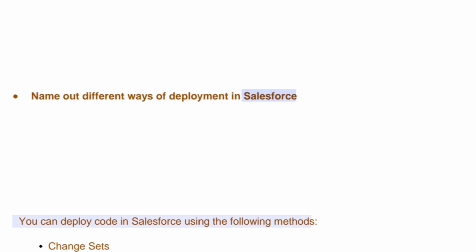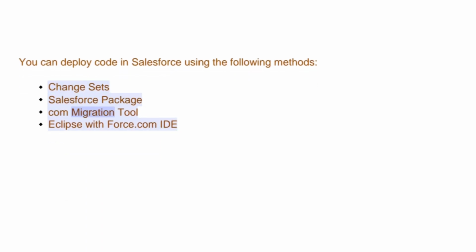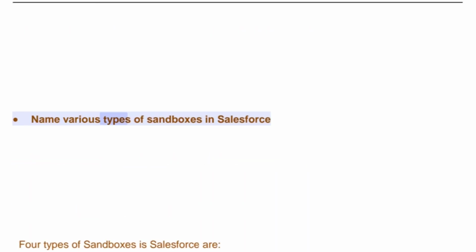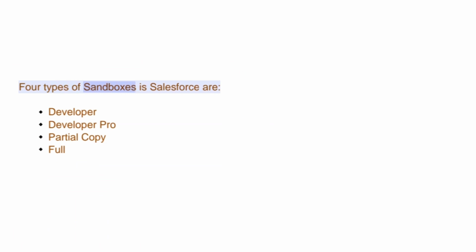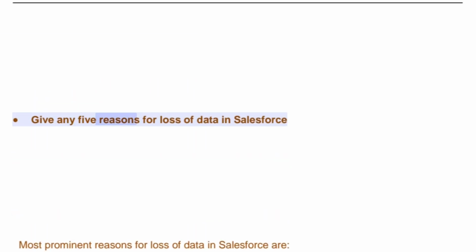Name out different ways of deployment in Salesforce. You can deploy code in Salesforce using the following methods: change set, Salesforce package, Force.com migration tool, Eclipse with Force.com IDE. Name various types of sandboxes in Salesforce. The 4 types of sandboxes in Salesforce are Developer, Developer Pro, Partial Copy, and Full.